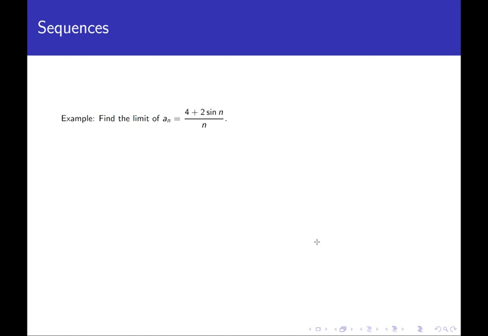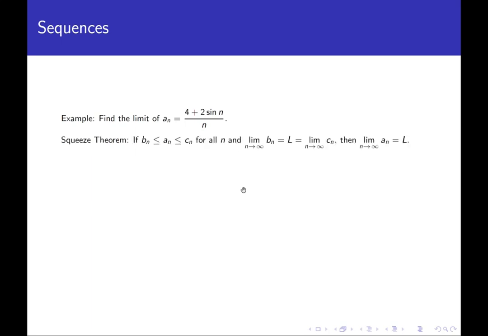Let's do another example here. Let's do the limit of a sub n equals 4 plus 2 sine n over n. Again, L'Hopital's rule is not going to work here because the top is not going to infinity. It oscillates, right? Sine n goes between -1 and 1, so this just bounces around. So L'Hopital's rule here won't work. It's not in the right form. And doing our standard division thing doesn't really work either because it's not a polynomial on top.